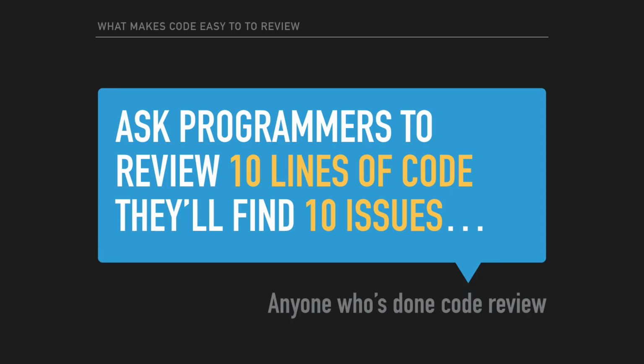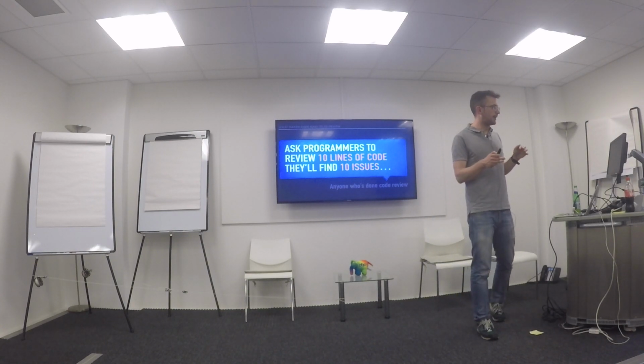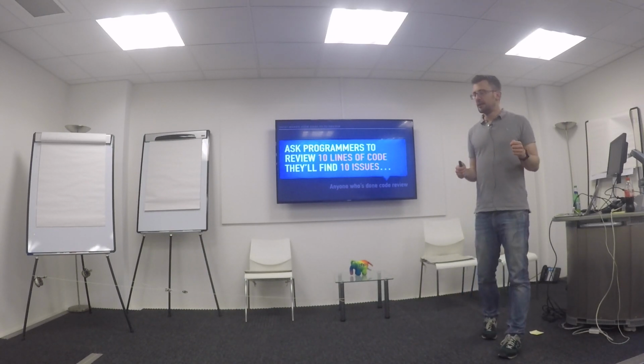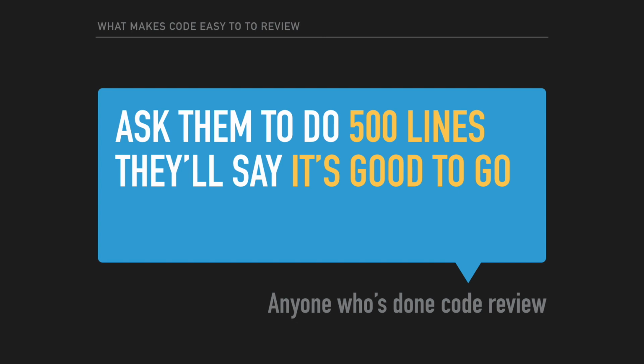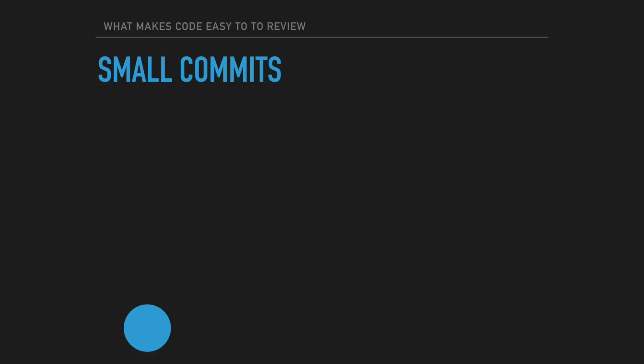We want the stuff we're reviewing to be relatively small, because if you ask a programmer to review 10 lines of code, they'll probably find 10 issues. But if you ask them to review 500 lines of code, they'll probably just say, that's great, get it out there. So we want small commits.